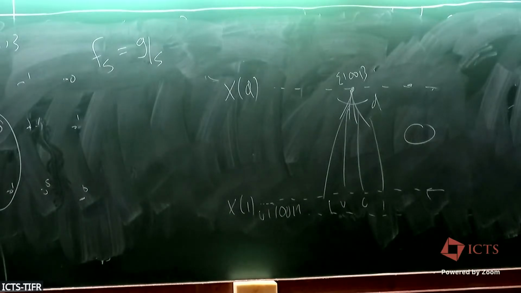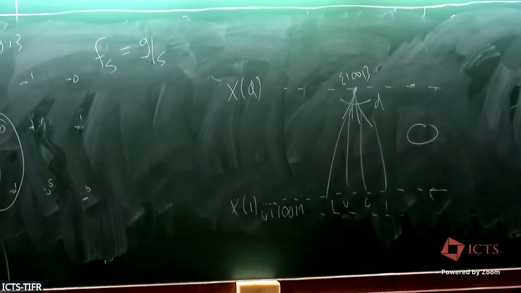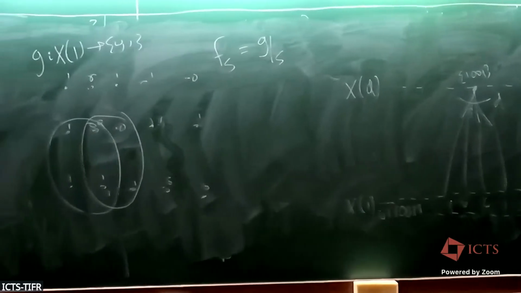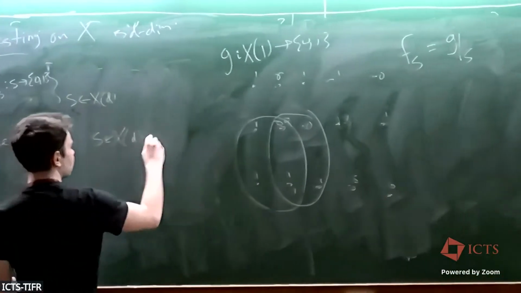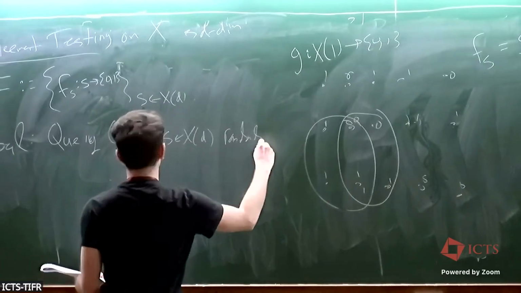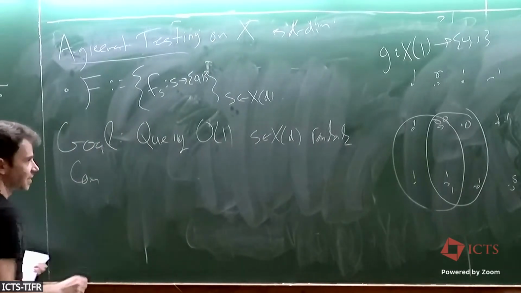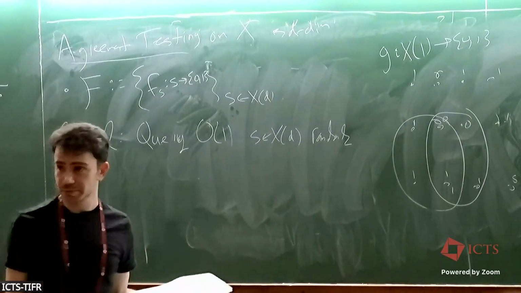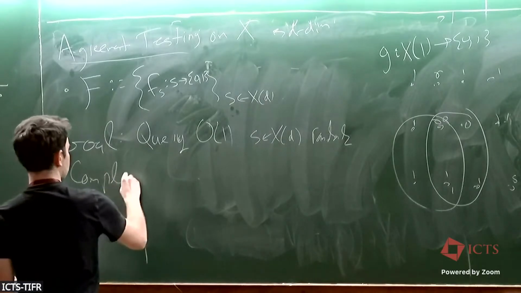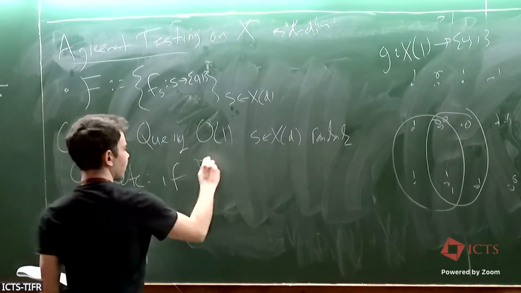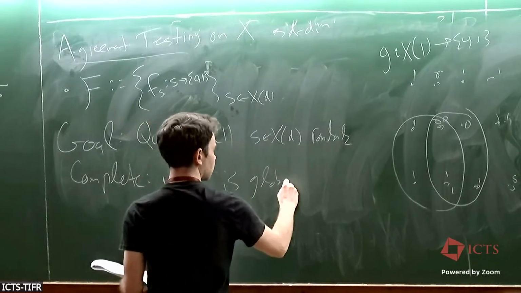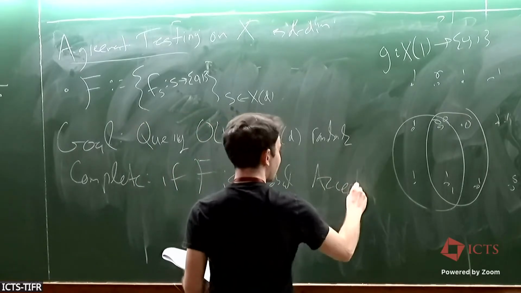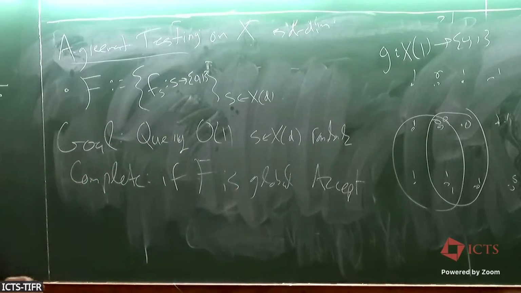So the goal is to query a constant number of these d-sets randomly, O of 1 sets x_d randomly. And we'd like to have completeness, which means if you are truly a global function, if you're actually one of these code words, I should always accept. So if f is global, we want to accept, maybe with probability 1, though we'll maybe relax this slightly.